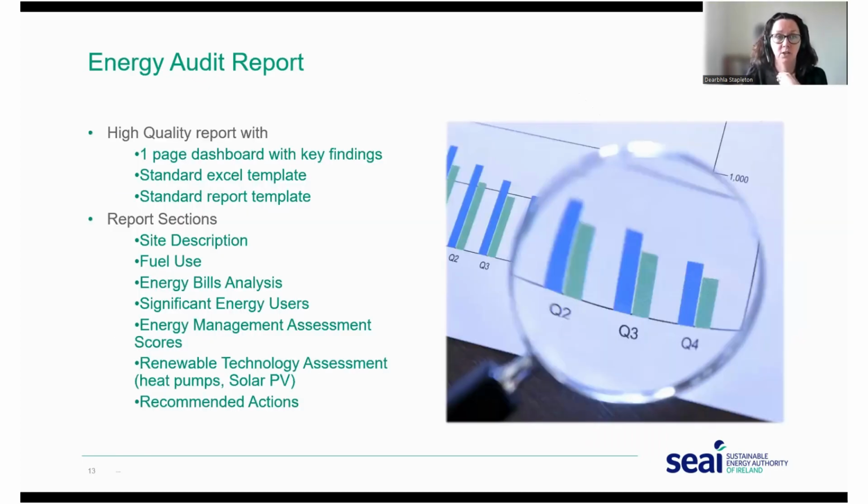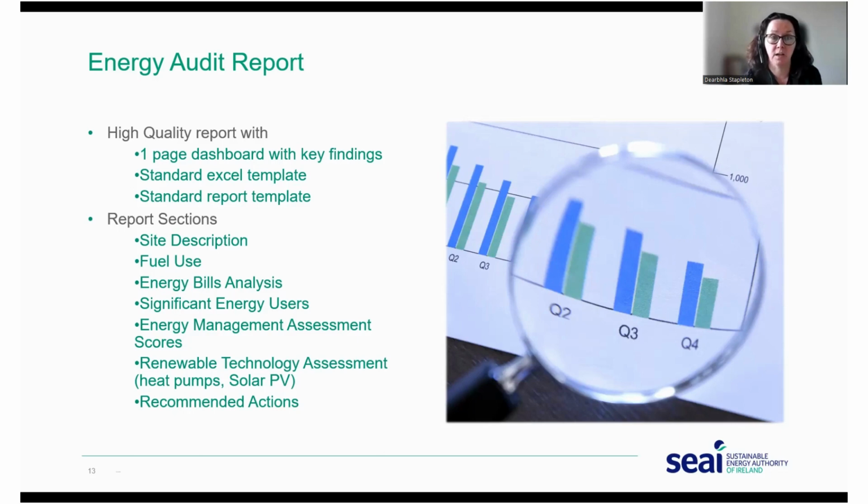So as I mentioned, the energy audit report is a high quality report, as we define it. It includes a one-page dashboard with some of the key findings, and the reason for that is because, as I mentioned, SMEs don't necessarily have the technical expertise. So what we wanted was for them to be able to get the really important information upfront, and they would receive the technical report as well, but they'd have just the nuggets of information that they needed from a business point of view in that first one-page dashboard.